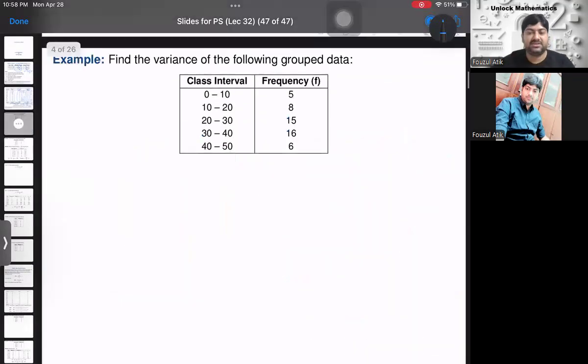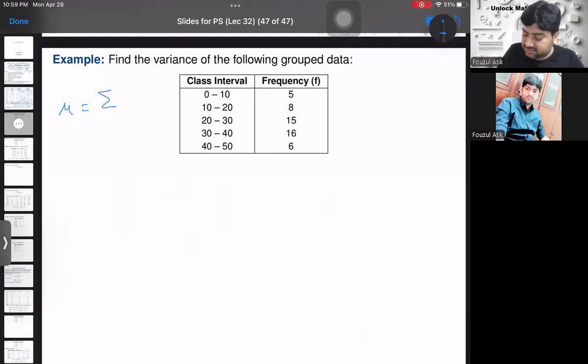Then we have this example, and you have to find the variance of this data. So what do you have to do? For group data, you have to find the variance, right? Your first job is to find the mean. Now what is the mean formula? Mean formula is mu equals, now if nothing is given, we'll consider it a population data.